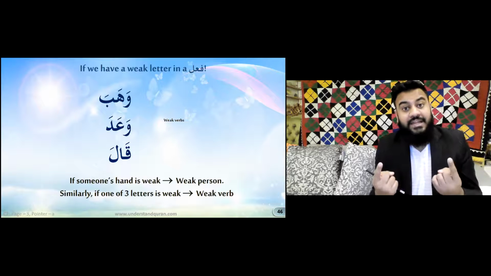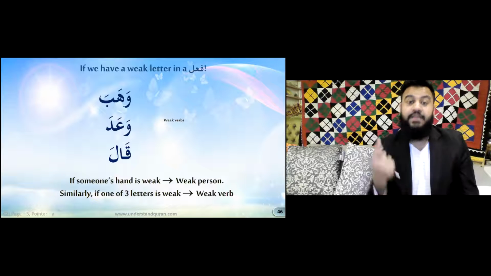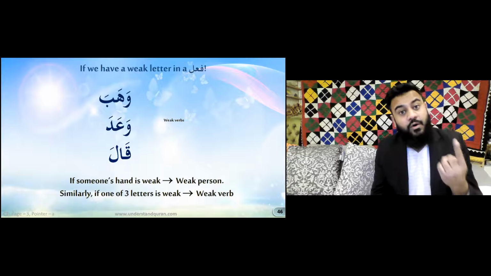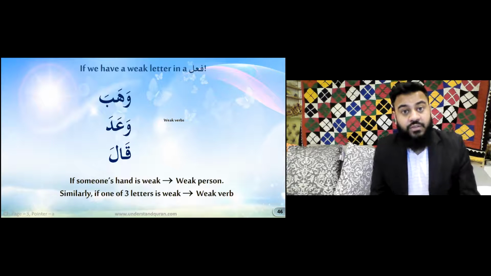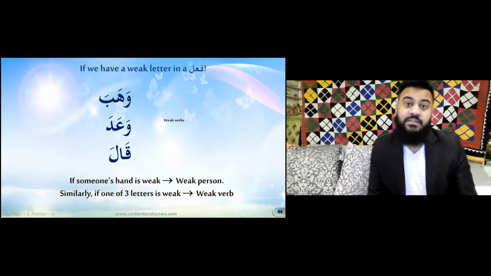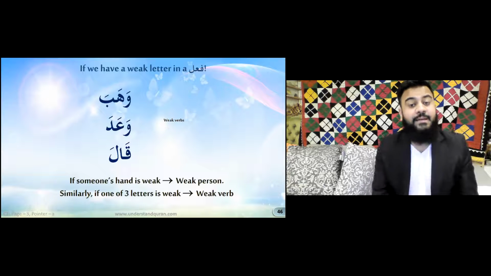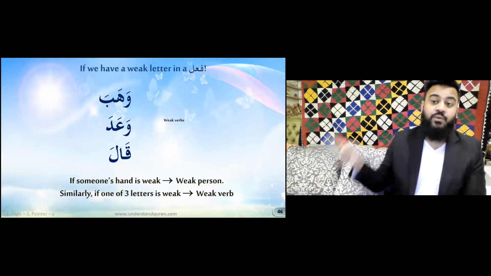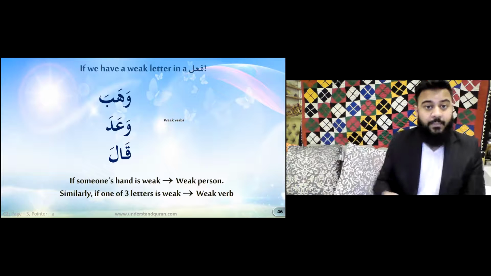SubhanAllah, we spent 20 lessons in level 1 going over the nouns and the verbs, and now there's another 9,000 words that we can get just by identifying these weak verbs, which letters make weak verbs, and then being able to go from each one of the forms, madi, mudari, amr.